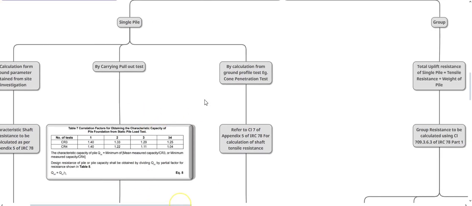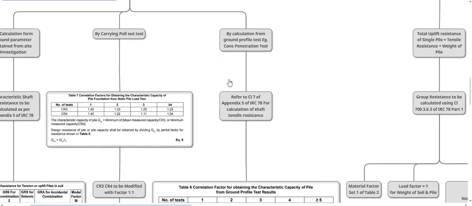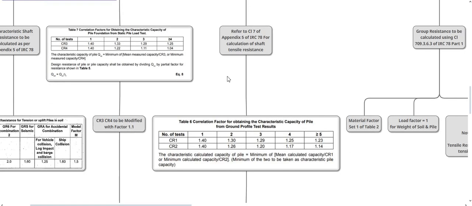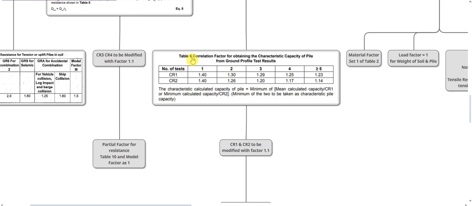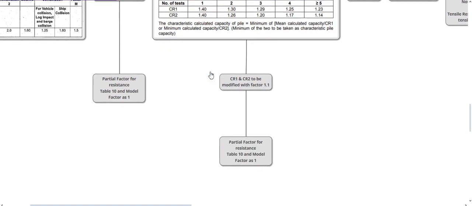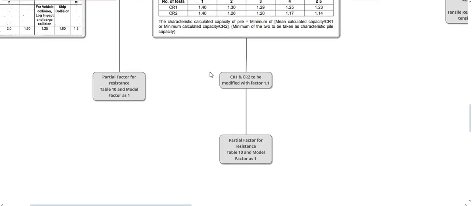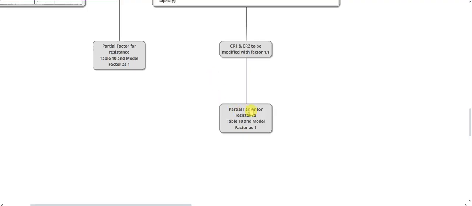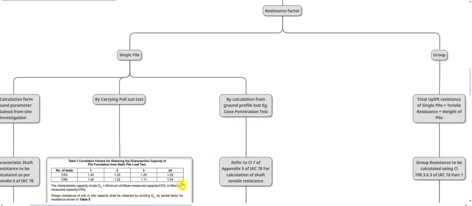Moving on to the third section, that is by calculation from ground profile test, for example the cone penetration test. The code says to refer to clause 7 of Appendix 5 of IRC 78 for calculation of shaft tensile resistance, and based on the number of tests we need to refer to Table 6 for correlation factor. Again, these correlation factors are to be modified with a factor of 1.1, and very similarly the partial factor for resistance given in Table 10 shall be used with model factor as 1.